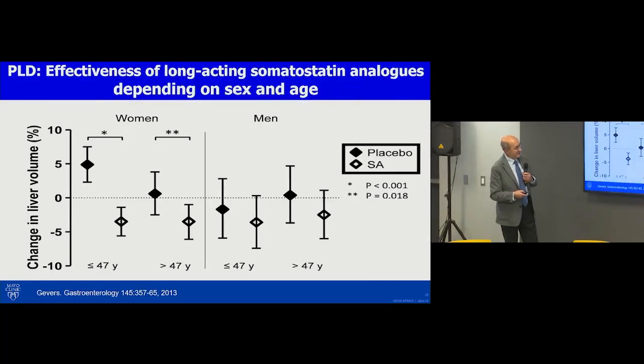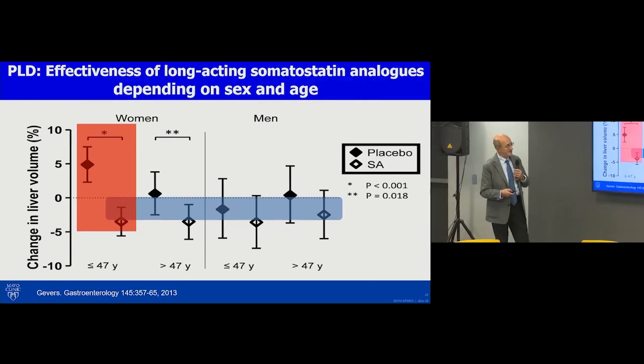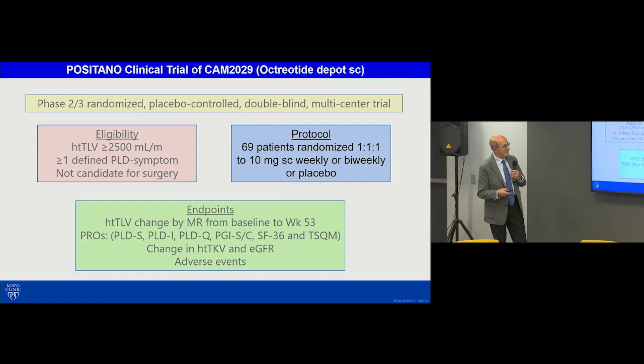This slide shows that the benefit is mostly in the premenopausal women, because these are the patients where the polycystic liver is growing the fastest. So that's the patients who benefit the most of the treatment.